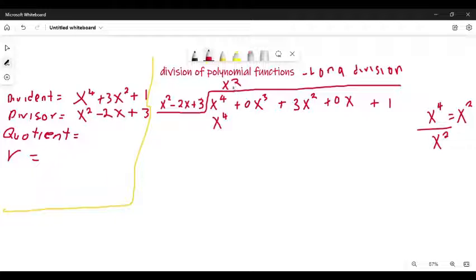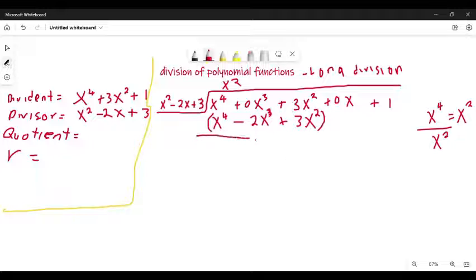So we'll go ahead. X squared by negative 2x will give you negative 2x to the power 3. Then x squared by positive 3 will give you 3x squared, like that. Then you put these in brackets.